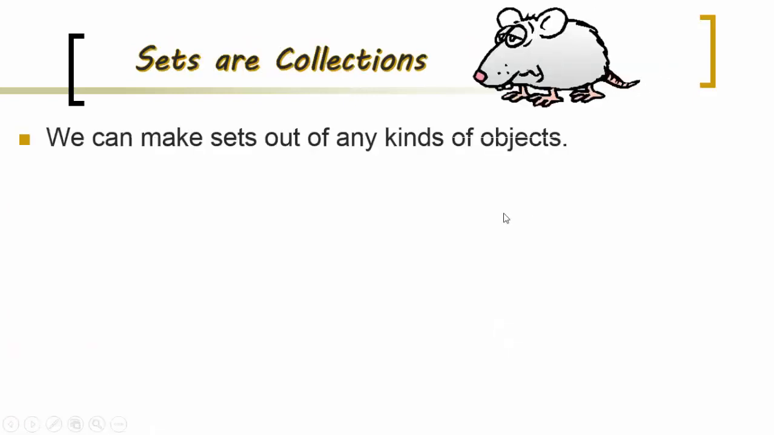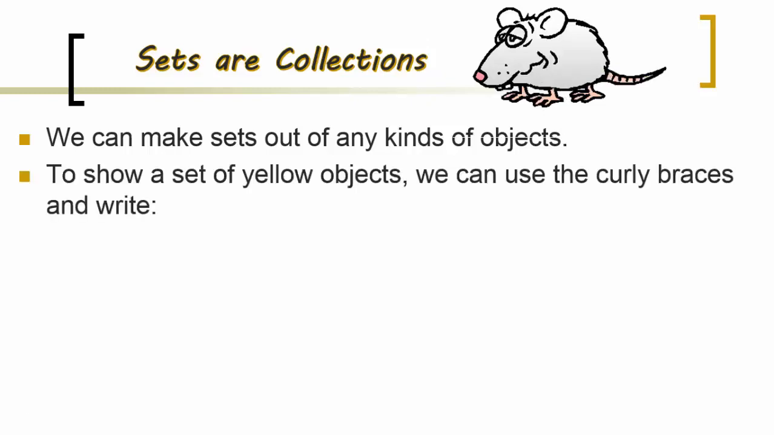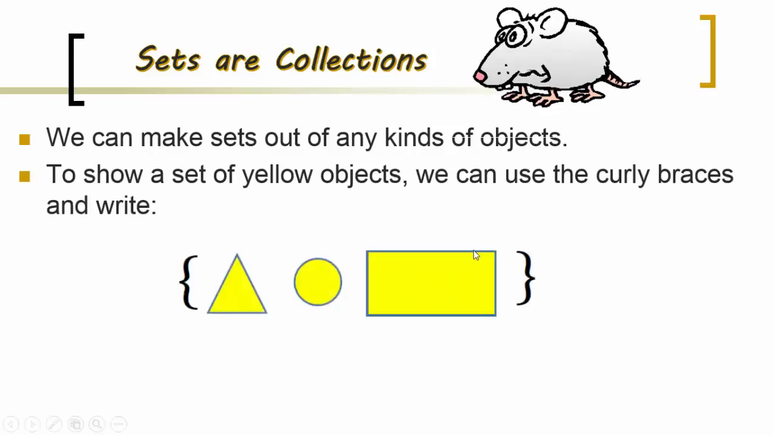So we can make sets out of all kinds of objects, even a little guy over here. But what we're going to do is look at the set of yellow objects inside the curly brackets here. We have a triangle, a circle, and a rectangle. So that would be a set. These are objects. We can put whatever we want, a cat, a dog, and a rat if we want to. But here we did the set of yellow objects.